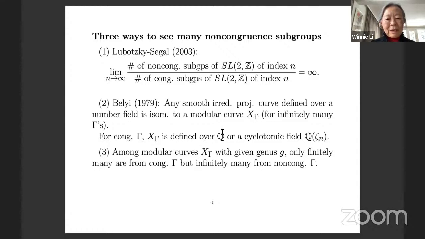Okay. And the third way is to sort the modular curves by genus. Okay, so we fix a genus g and we look at the gamma such that X(gamma) has genus g, and only finitely many gammas are congruence subgroups, but infinitely many of them are non-congruence subgroups. Okay.